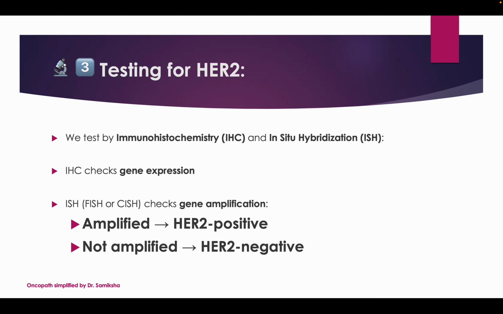Coming to how to perform this testing of HER2, there are two methods. You have an immunohistochemistry method, that is IHC, and an in situ hybridization, that is ISH. Now IHC will check for the expression of this protein, and ISH, it could be a FISH or a SISH, will check for the gene amplification. So whenever on an ISH you find that the gene is amplified, you will label them as HER2 positive, and if on an ISH it is not amplified, you will define them as HER2 negative tumors.